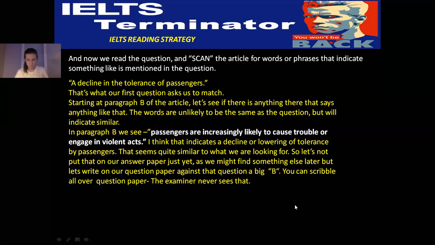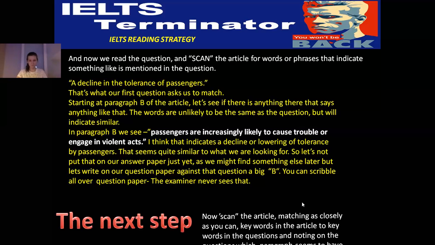We might find something else later that could be more specific. But let's write on the question, against that question, a big B. Remember, the examiner never sees that. Scribble on it, do whatever you like.